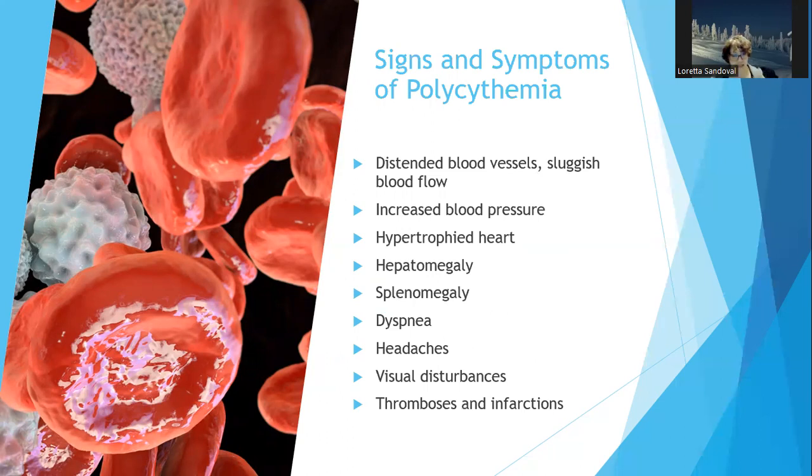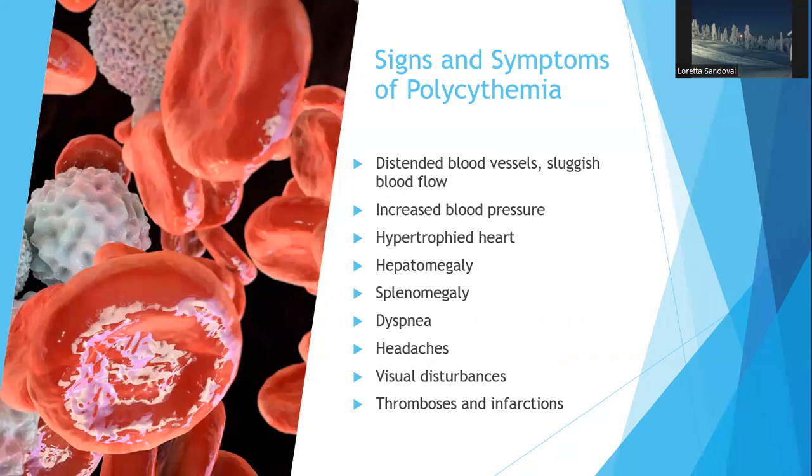So the signs and symptoms are distended blood vessels and a sluggish blood flow. Obviously, that's a sign, not a symptom. Increased blood pressure, hypertrophy of the heart, hepatomegaly, which is increased size of the liver, splenomegaly, which is increased size of the spleen, dyspnea, headaches, visual disturbances, and thromboses and infarctions.